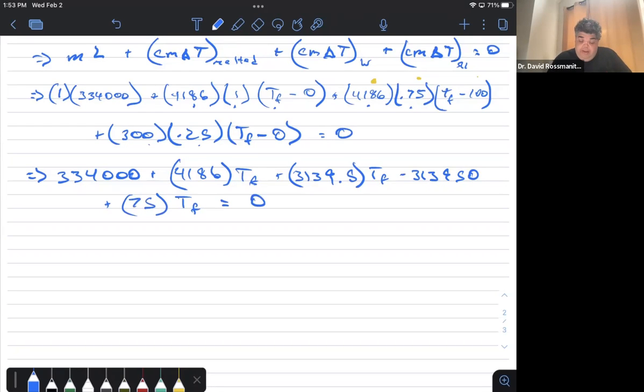At this point, what do we have to do? Collect all the TFs together, and all the other numbers, we shift to the other side. So we say, okay, 4186 plus 3139.5 plus 75 gives me 7400.5 times TF. And then we have 334,000 minus 313,950 gives me 20,050, all equal to 0.